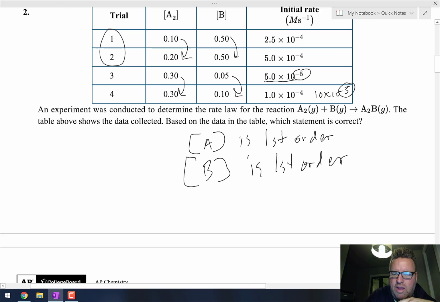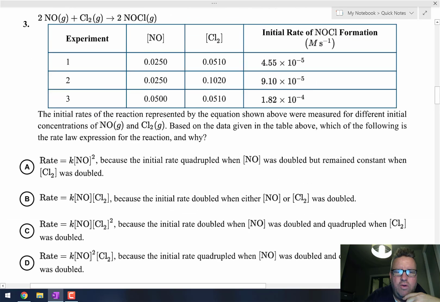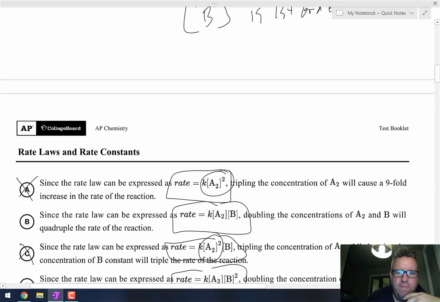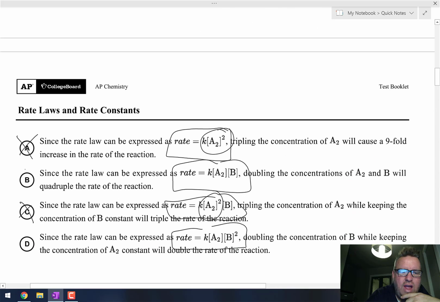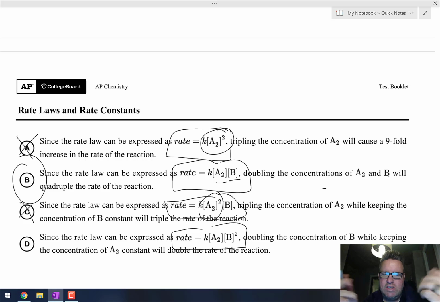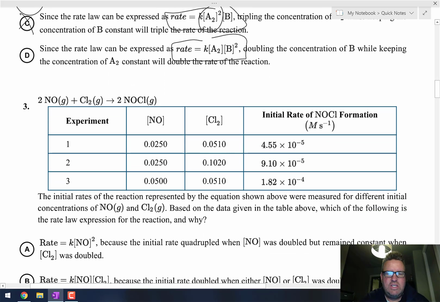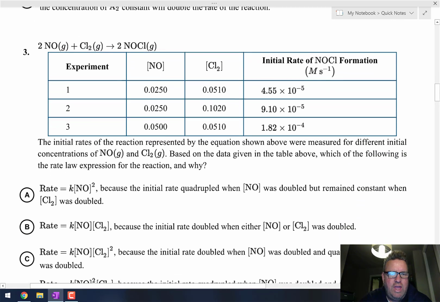So A and B are both first order, so therefore the correct answer has to be B, A first order, B first order. Doubling the concentrations of A and B will make the rate double once because of A2, and then it will double again because of B. So yes, the rate will quadruple overall. Okay, let's look at number 3 here.